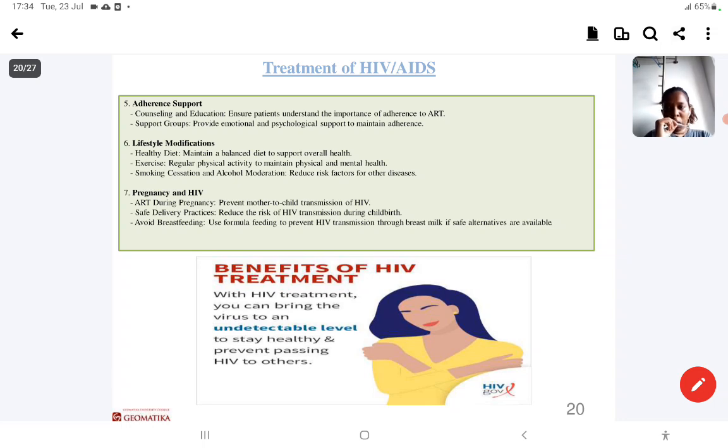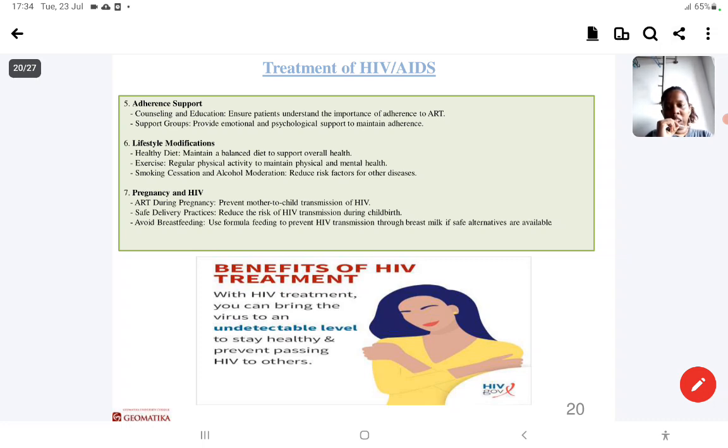So the last one will be pregnancy and HIV. ART during pregnancy prevents mother-to-child transmission of HIV, and also safe delivery practices reduce the risk of HIV transmission during childbirth. And avoiding breastfeeding, using formula feeding to prevent HIV transmission through breast milk, is a safer alternative and available.